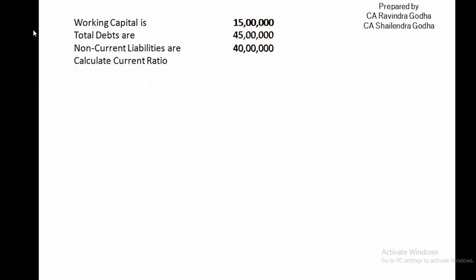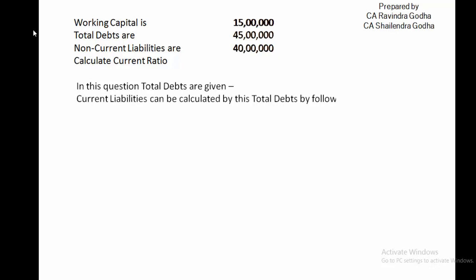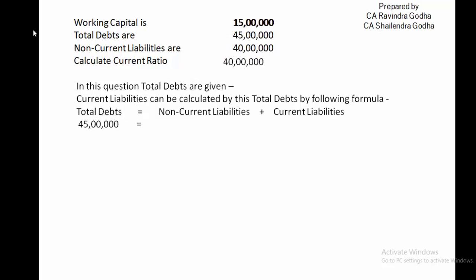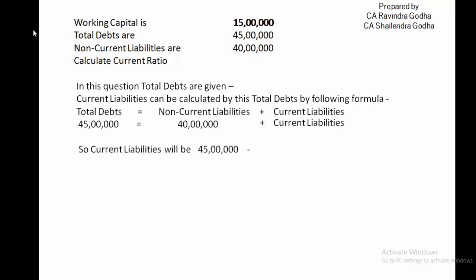In the next question, working capital, total debts and non-current liabilities are given and we have to calculate current ratio. Again, current assets and current liabilities are not given. In this question, total debts are given. Current liabilities can be calculated from these total debts by the following formula. Total debts is equal to non-current liabilities plus current liabilities. Total debts are 45 lakhs and non-current liabilities are 40 lakhs. So current liabilities are 45 lakh minus 40 lakh, that is 5 lakh rupees.